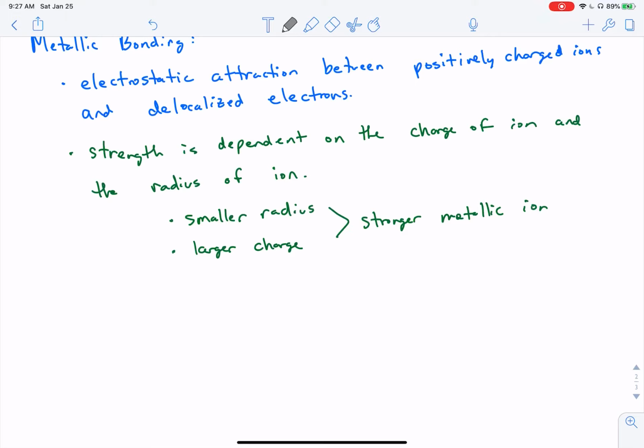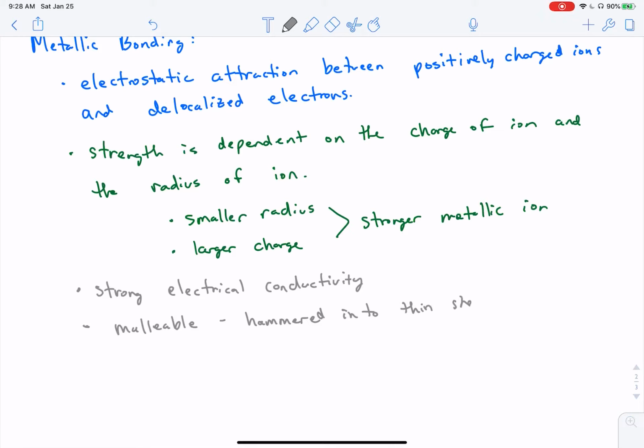Other characteristics of metallic bonding: they have strong electrical conductivity due to their free delocalized electrons. So strong electrical conductivity. Also, they are malleable, which means able to be hammered into thin sheets. And also ductile, which means pulled into wires.